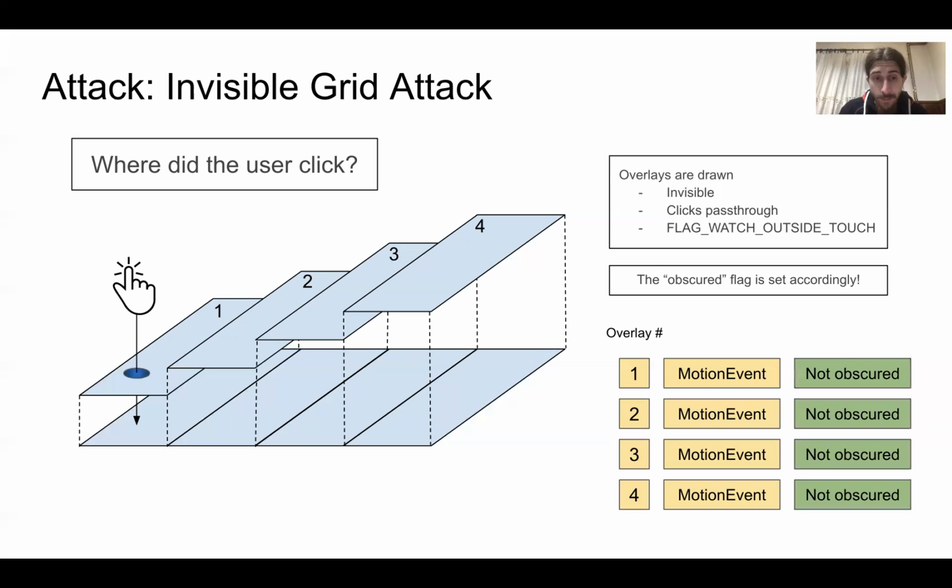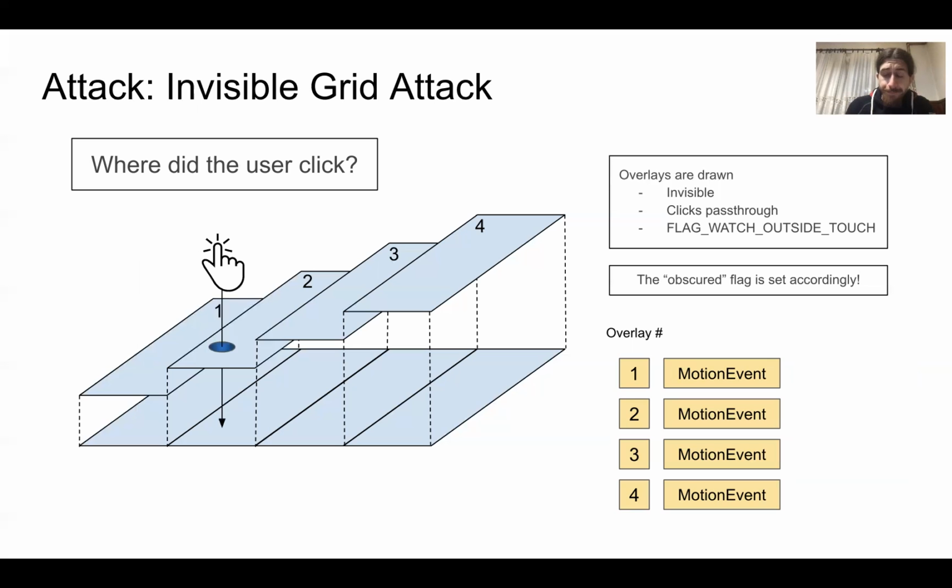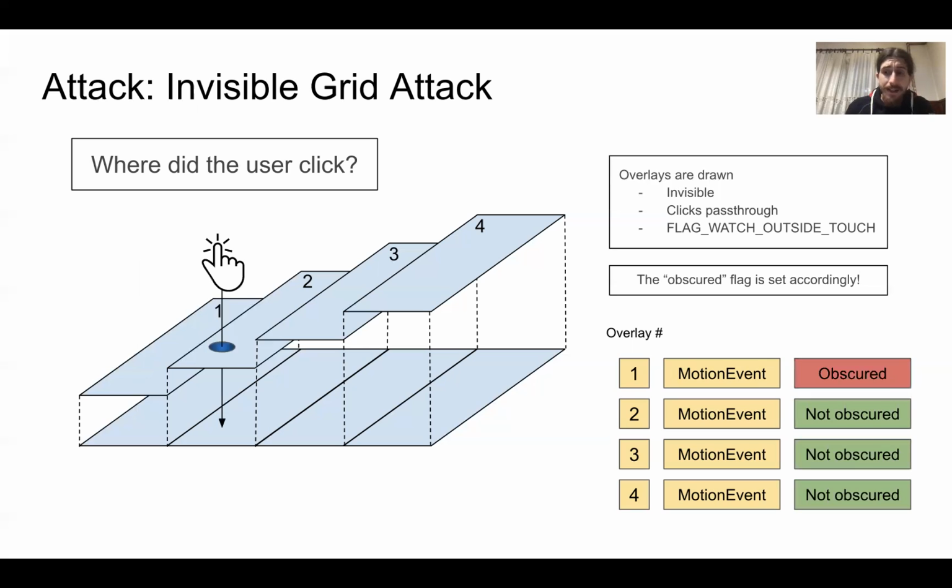And for number 2 it would be the same, right? And for number 3 the same, for number 4 the same. The impact point is always below number 2, number 3, number 4. So for all these, the answer would be there is a motion event and the obscured flag is not set. However, if you click on number 2, what happens is the impact point is actually higher than overlay number 1. So for the motion event delivered to overlay number 1, you're going to see not obscured, because again the impact point is higher. But for number 2, number 3, number 4, you're going to see the obscured flag is not set. And I guess now you see the trick.